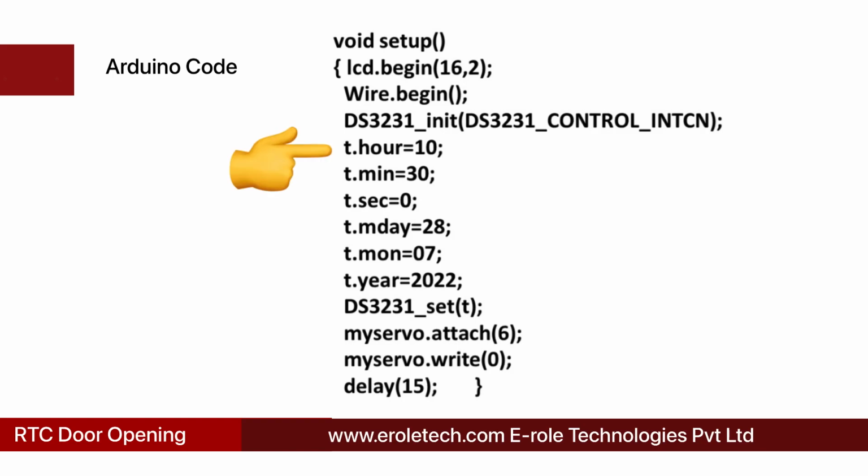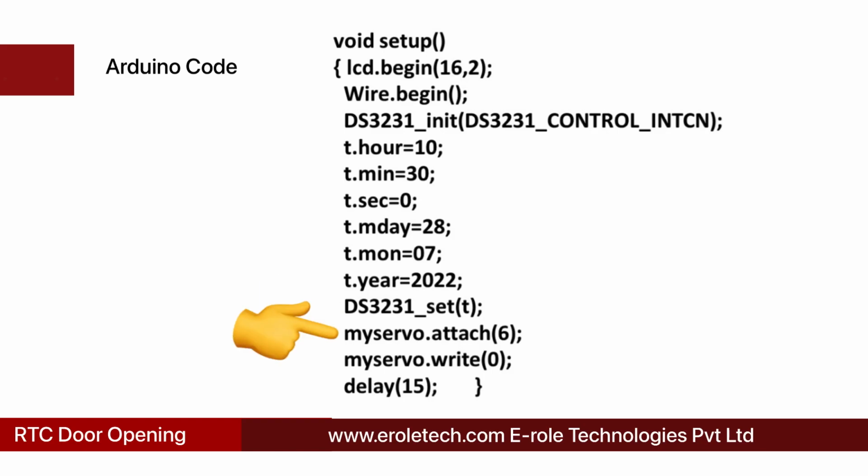T.hour is used to save the hour value of time. T.min is used to save the minute of time. T.sec is used to save the second value of time. T.mday is used to save the day of month. T.mon is used to save the month. T.year is used to save the year. By entering the values of these variables, we can set the date and time. DS3231 setTime is used to save the values of time and date in the RTC.